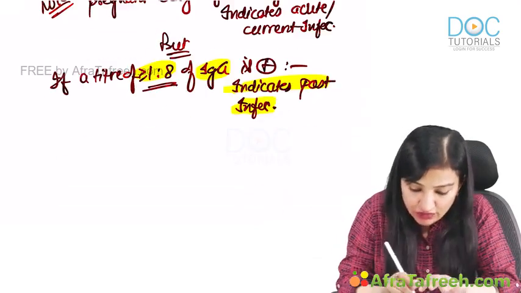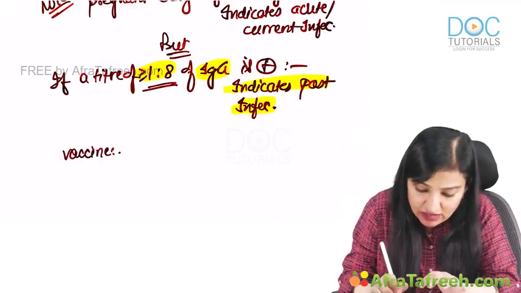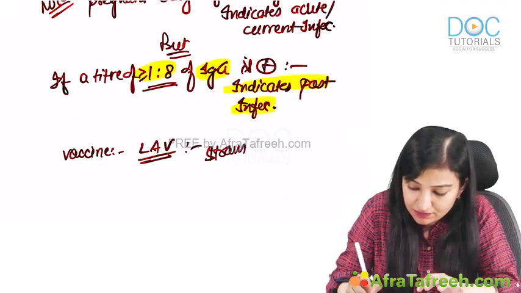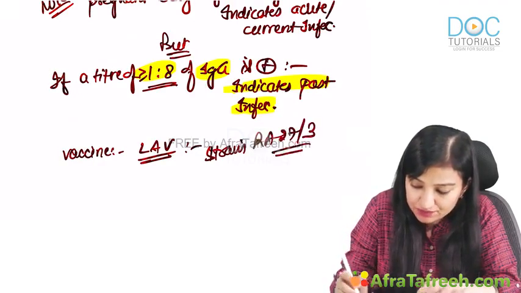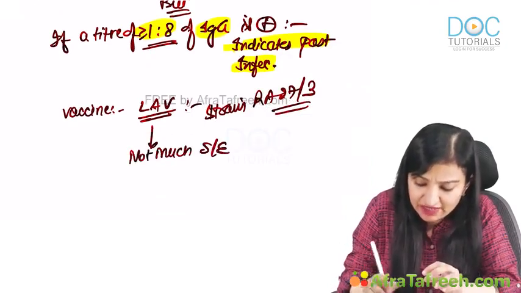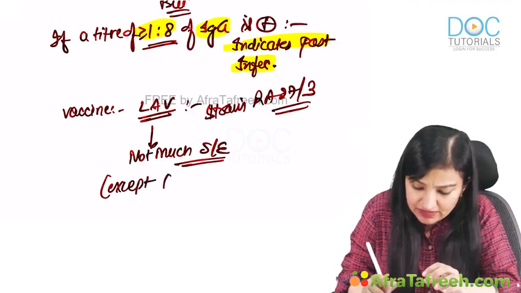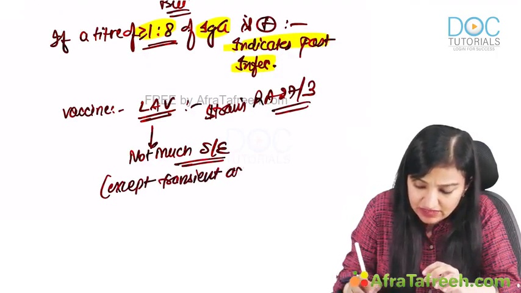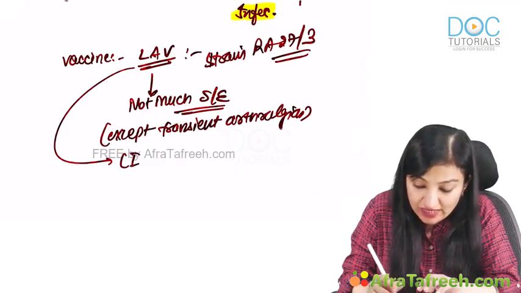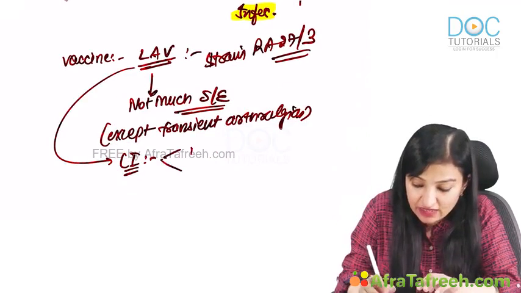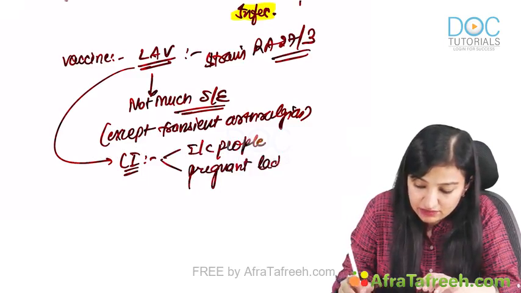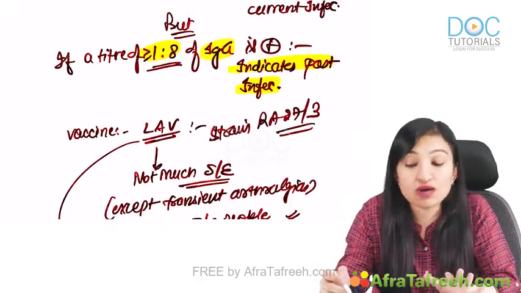Now guys, as far as vaccine is concerned, a live attenuated vaccine is available. The strain is RA273. There are not many side effects, except transient arthralgias. Because it's a live vaccine, it is contraindicated in immunocompromised people and in pregnant ladies. So guys, this is about rubella virus.